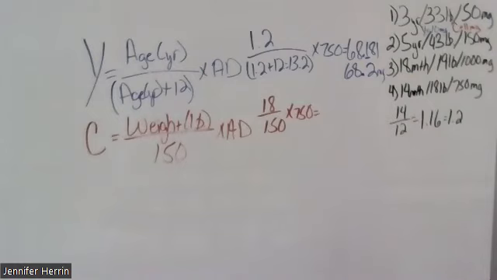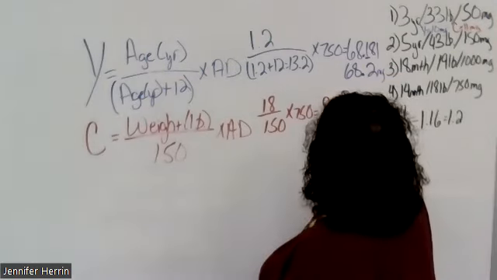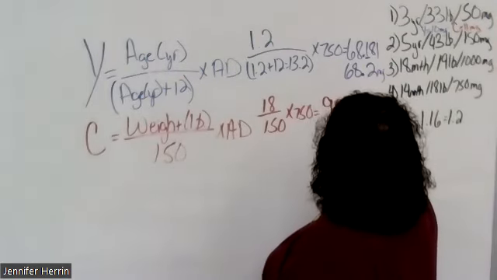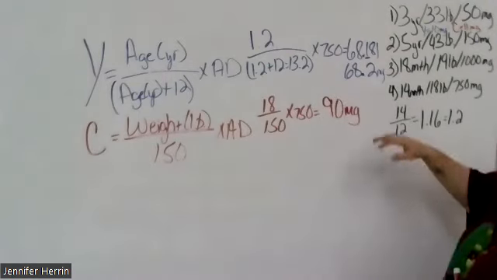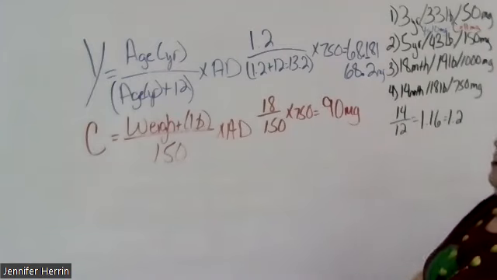Let's do the same thing with Clark's rule. We'll take the number 18, divide by 150 and multiply by 750. And that one should equal 90 milligrams. So quite a difference between 68.2 milligrams and 90 milligrams.